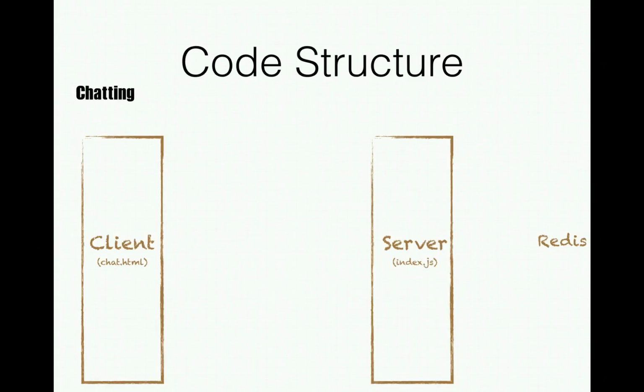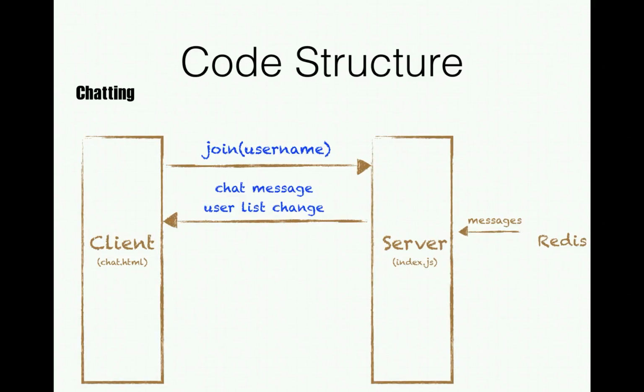When the user logs in successfully, the browser triggers a join event with the username. The server then attaches the username to its socket, retrieves history chat messages from the database, and emits chat message and user list change events to the client side to display history chat messages and update online user information. System notification is also implemented using the chat message event.